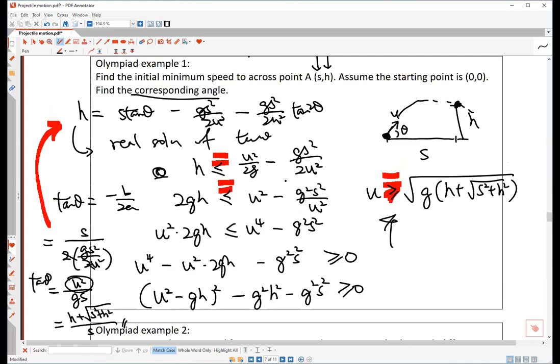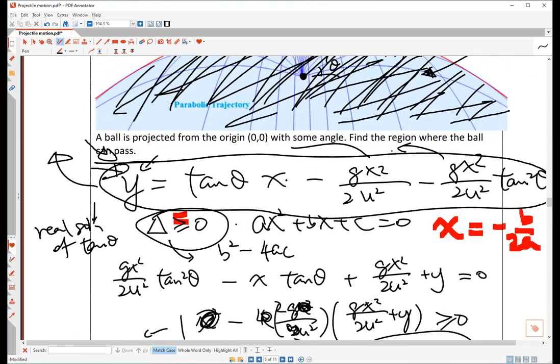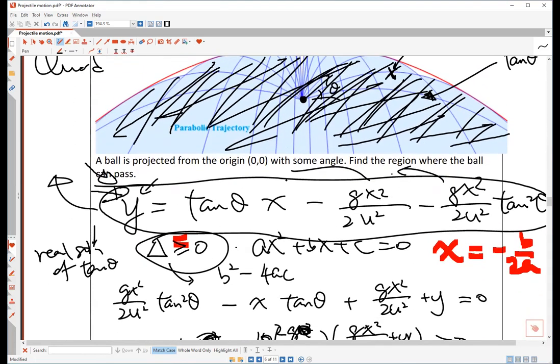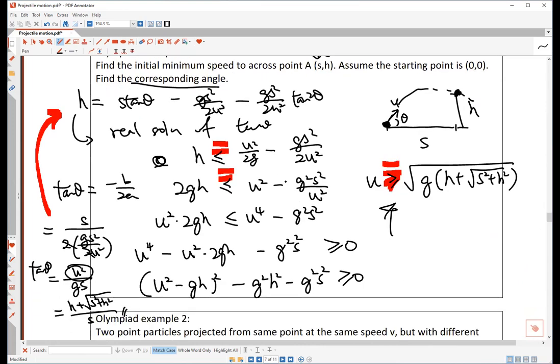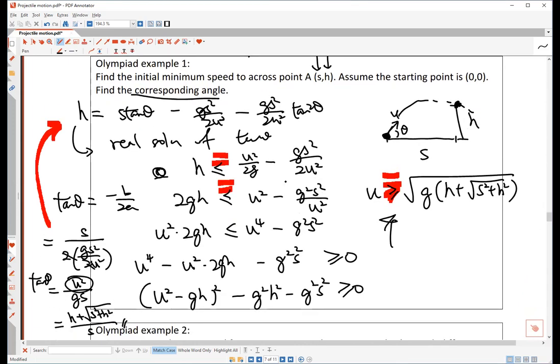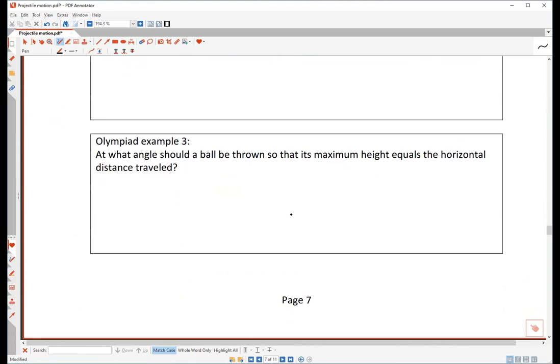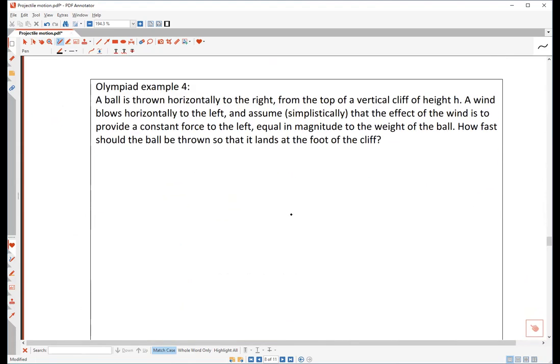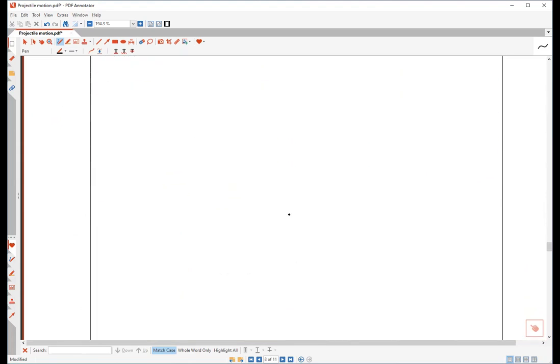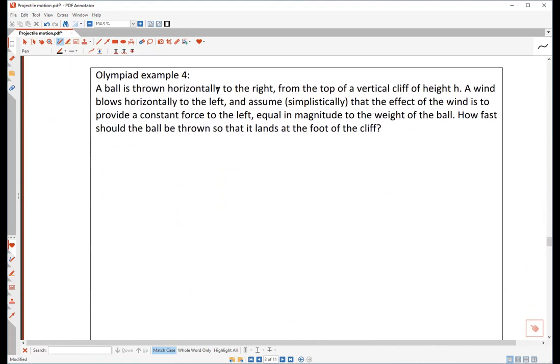So you may consider this question the most difficult question in projectile motion, but you may also consider this one of the only few types of Olympic question that can be tested in the competition. So I will just talk about another type of question, and then we finish this lesson. So let's have a look at this type.